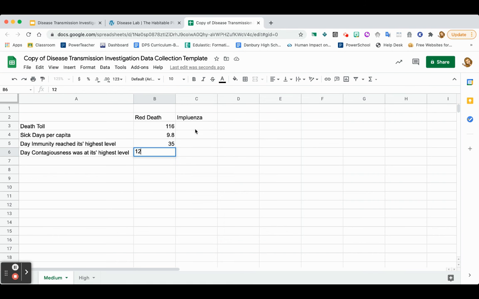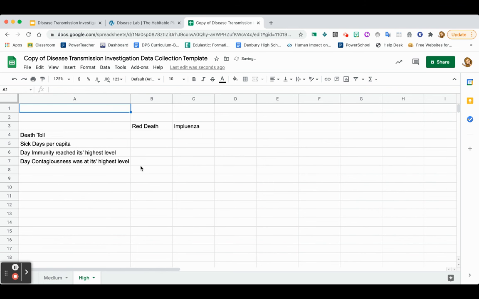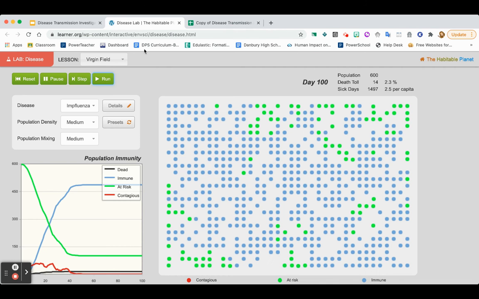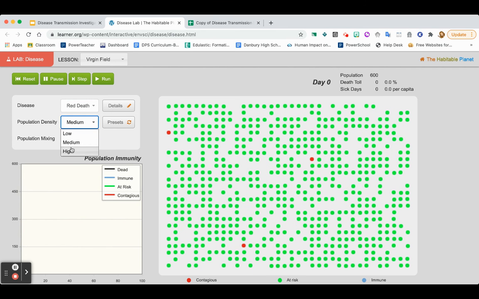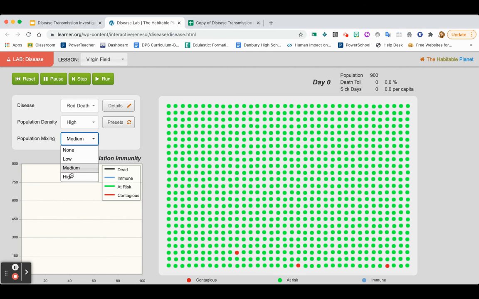Once you have completed your influenza data, you're going to switch to the high population mixing and follow the same procedure. So you're going to repeat the same steps. So reset, choose Red Death, high population mixing, high population density.